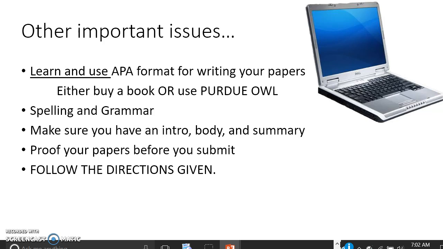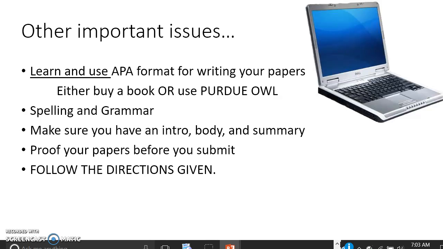Finally, these are some other important issues that you need to be aware of when you are taking this class. First, you need to be able to use APA format for writing your papers. You can use Purdue OWL, or you could purchase a book. If you have a book from 315, I recommend you use that. And also the Towson University Library has a connection where you can go in and try to learn how to use APA format. APA format is the format that is used in the Health and Human Services field, and therefore it is the format we use in this class.